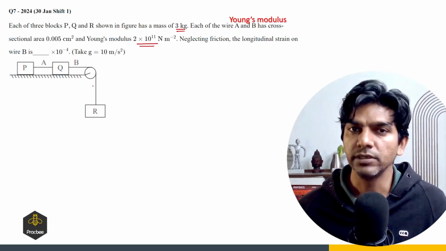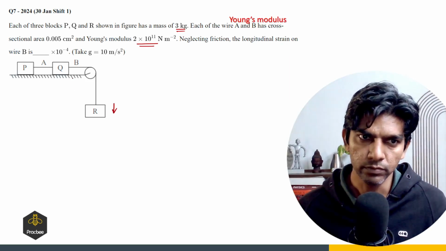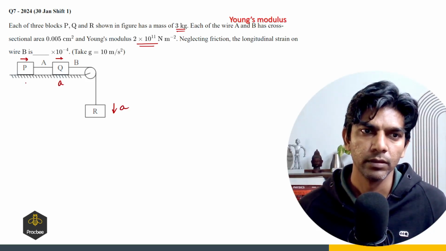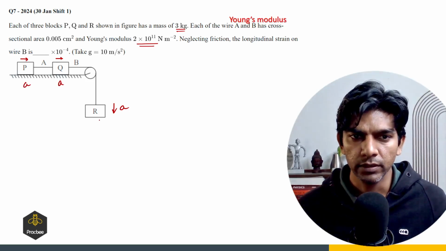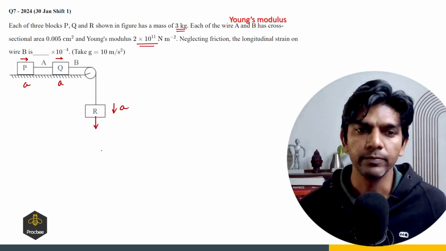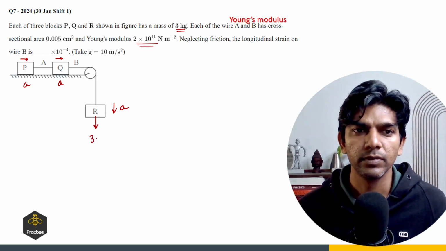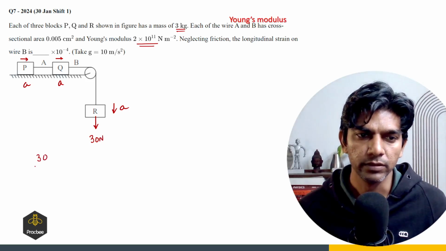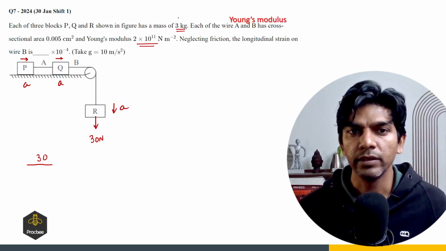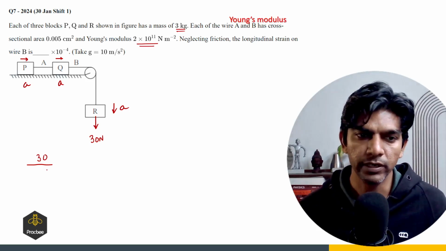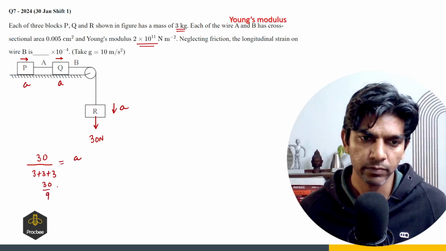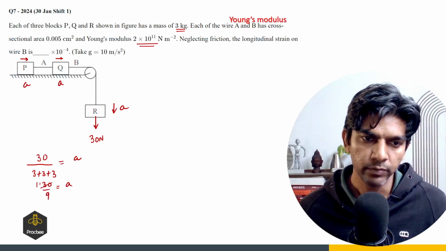So here what will happen, since there is no friction, R will go down and P and Q will go in the right direction. Let us say acceleration is A. So here the weight on R is responsible for the acceleration of the system, right, along the string. So this weight is 30 Newton, right? So we can say 30 Newton divided by the mass of the system, which will be mass of P, Q, and R, and each block has the mass 3 kilograms. So that will be 3 plus 3 plus 3. That will be the acceleration. So 30 by 9, which comes out to be 10 by 3.